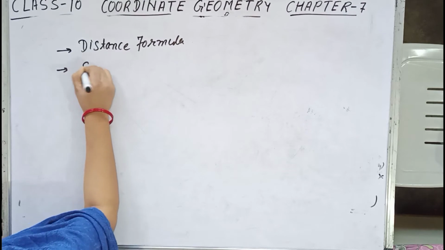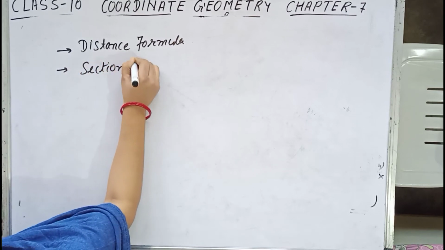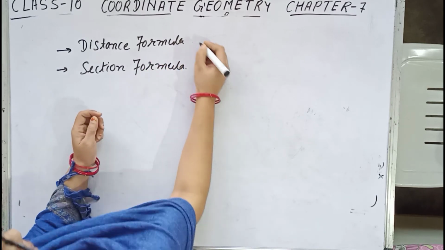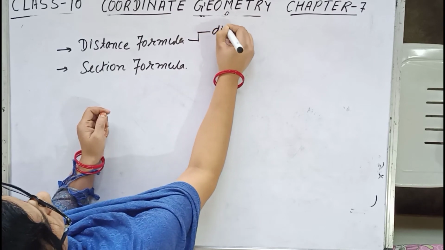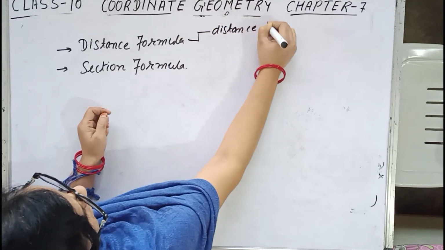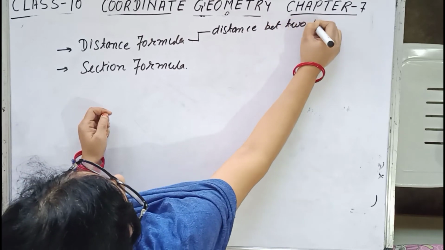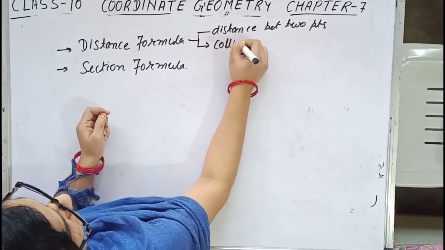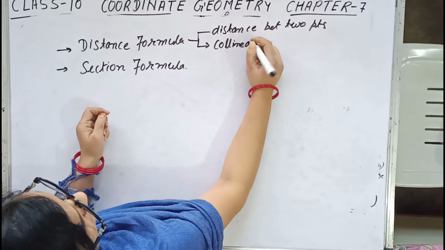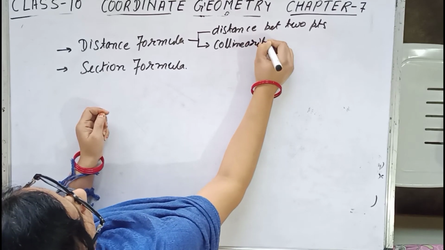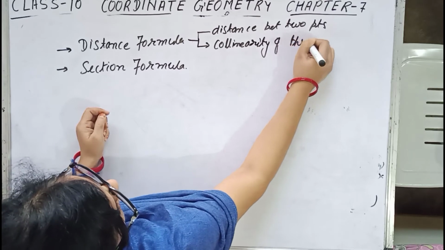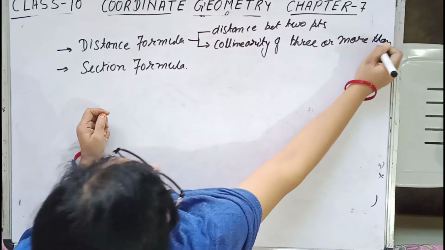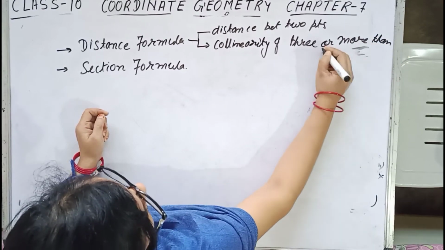The second topic is section formula. Now, in the distance formula, we will learn how to find the distance between two points. Also, we will learn how to prove collinearity of three or more than three points.